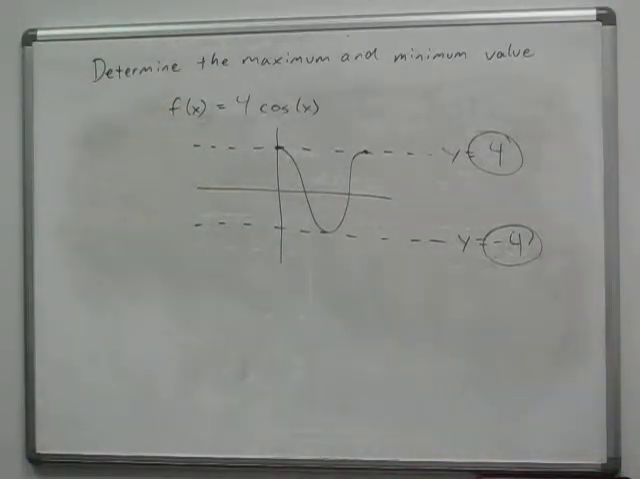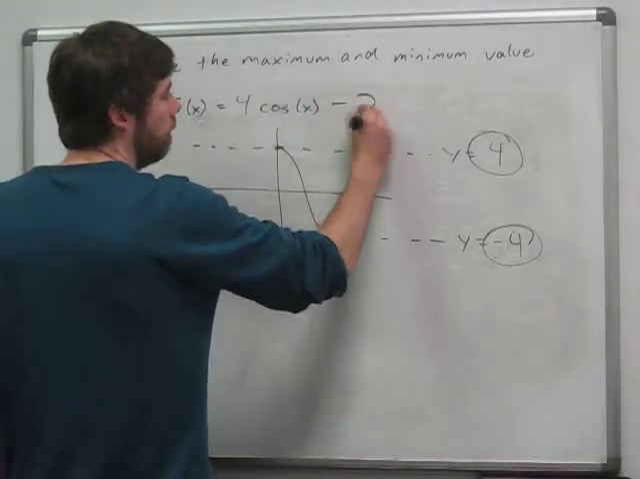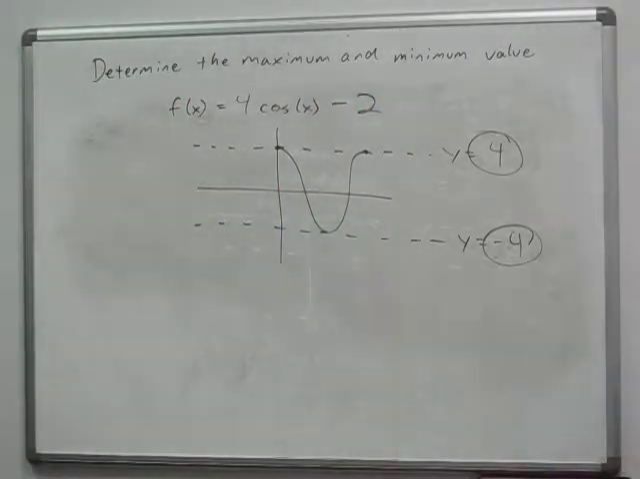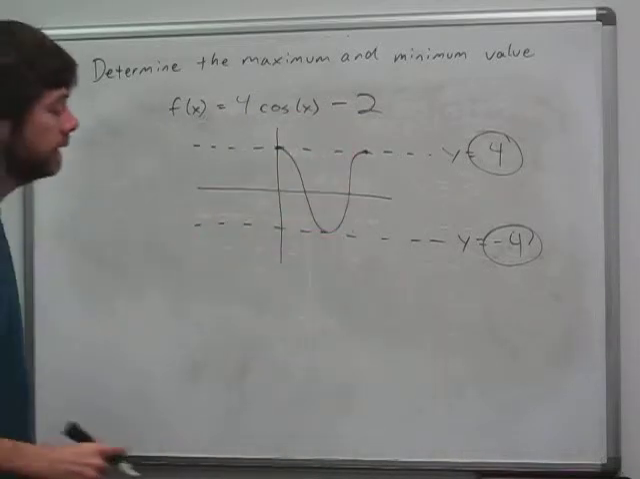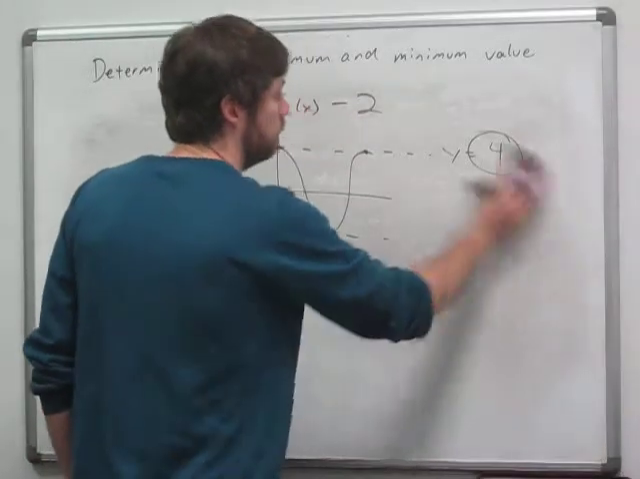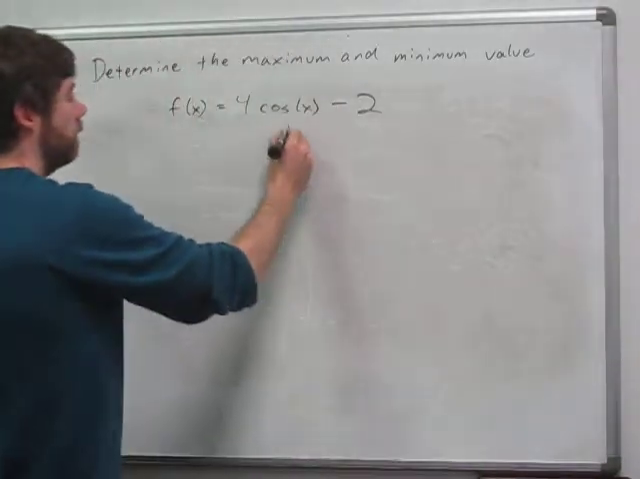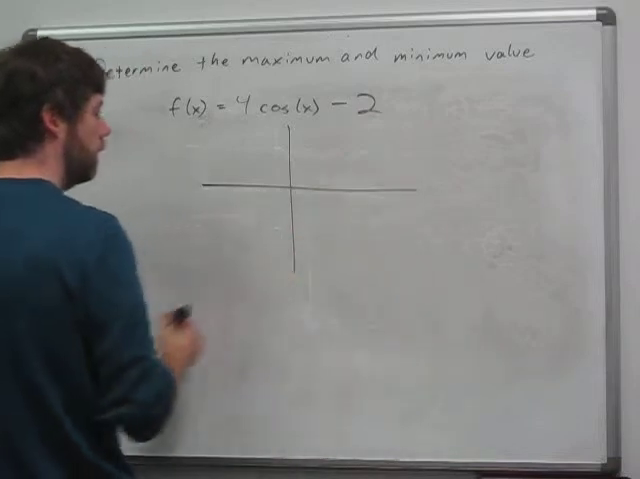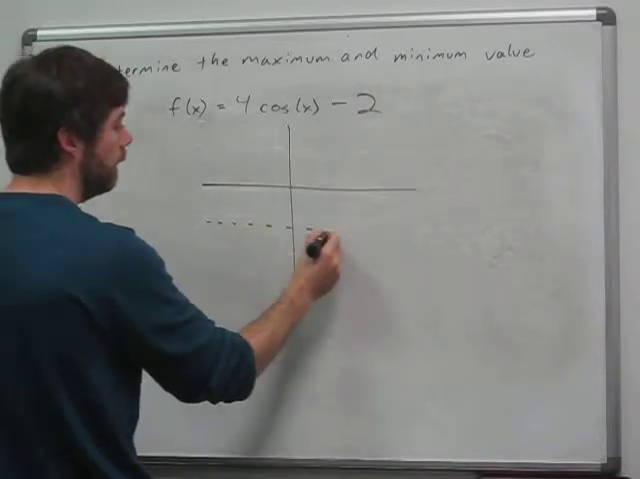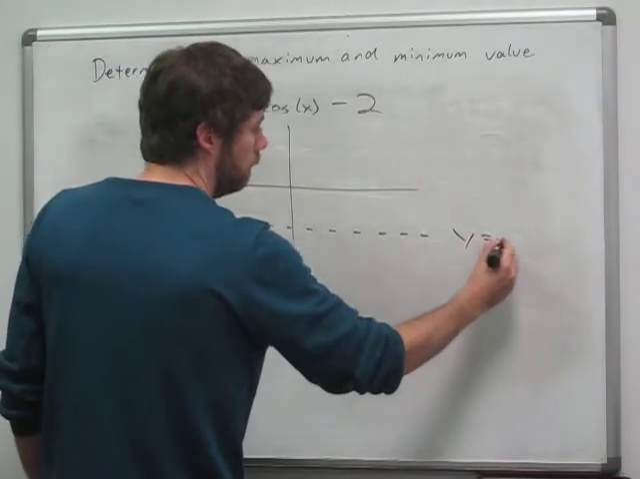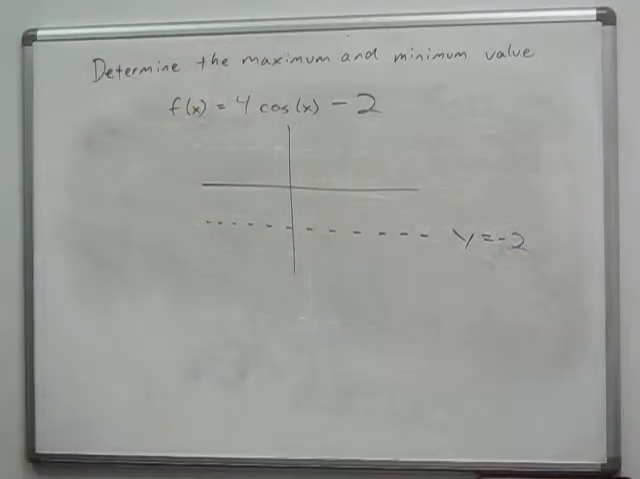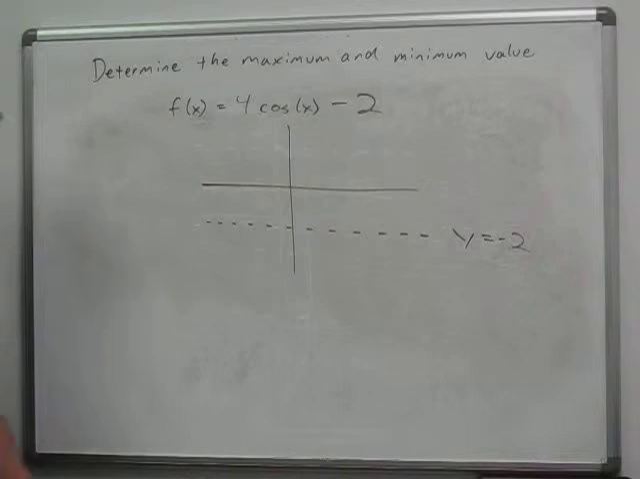Well, how does this picture change if I subtract 2 on the outside? Well, remember, this is going to take this graph and shift it down 2 units. So now the graph looks something more like the following. We're going to have a midline at y equal to -2. So this is the horizontal line that's going to run through the middle of the graph.